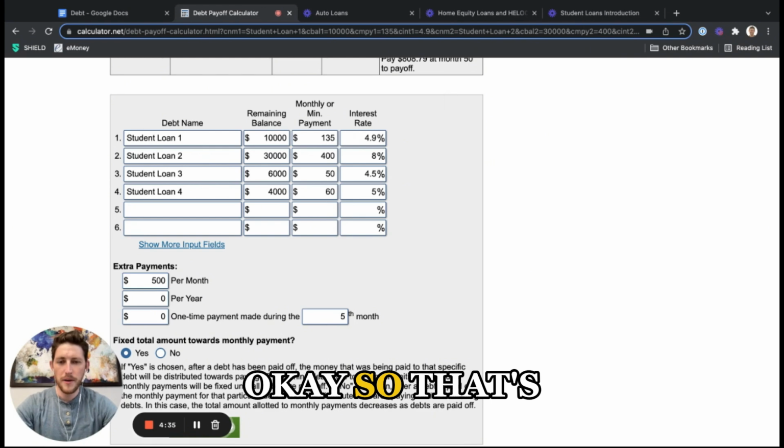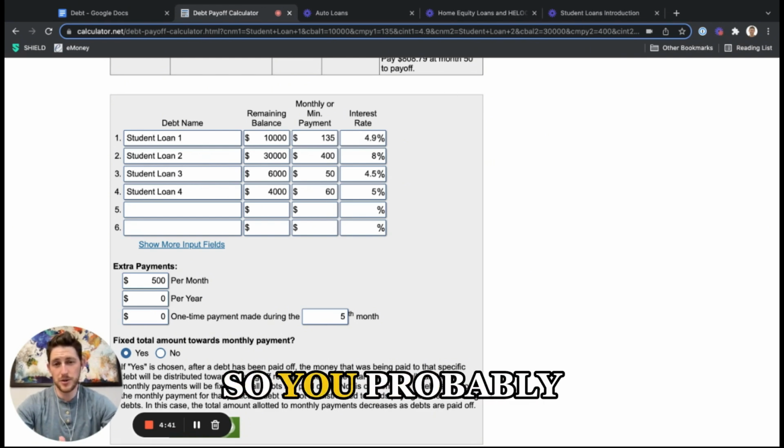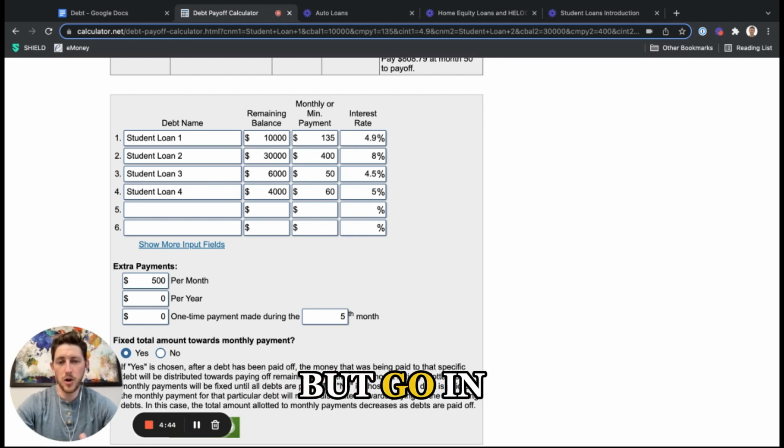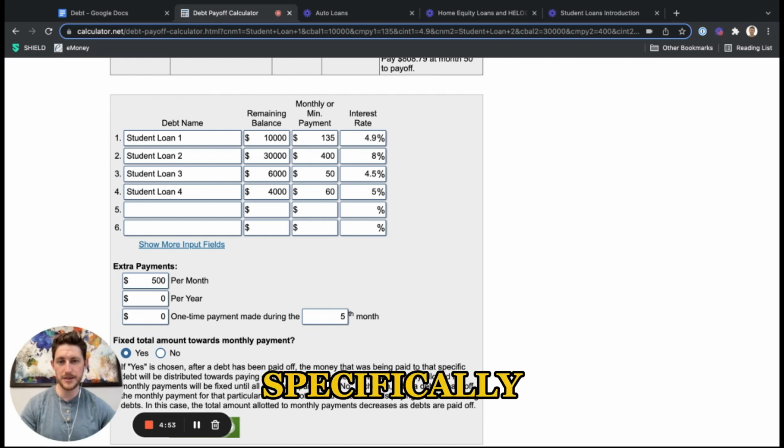Okay. So that's going to be one of your action items. If you have student loans, this kind of goes along with your debt. So you probably already should have done this, but go in and just decide what loans am I paying off and what is the order and how long do I want to be until I'm debt free from these debts specifically?